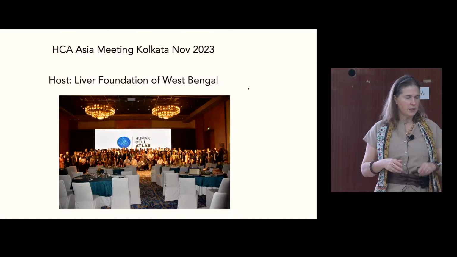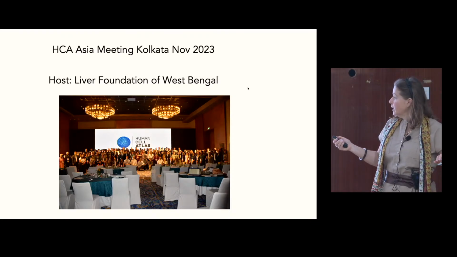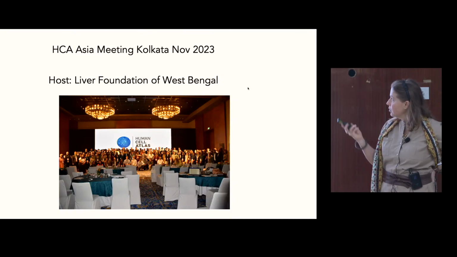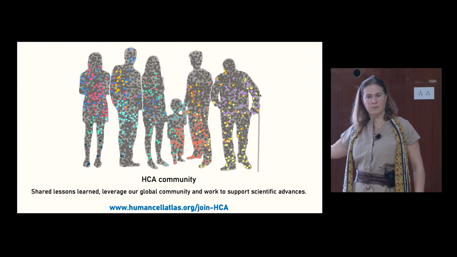So just to emphasize again the community aspect of the project, we had an HCA meeting here in India in Kolkata, organized by Partha Majumdar in November last year, almost a year ago, and there were over 400 members there, as you can see, from Asia, but also other parts of the world. And the benefit of having this global community is that we can share lessons learned, work together to support scientific advances.